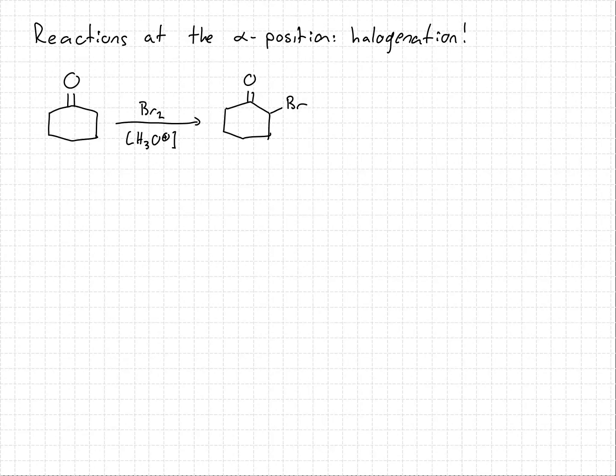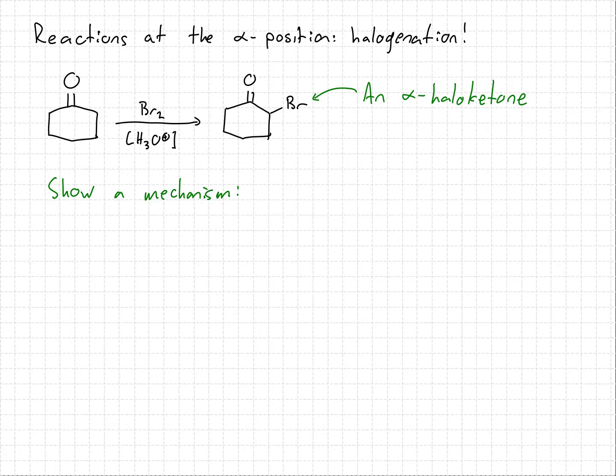Continuing our discussion of reactions at the alpha position, now let's move on to a different reaction, halogenation. If I have a ketone or an aldehyde, I can treat this with bromine in the presence of an acid catalyst to form an alpha-haloketone or alpha-haloaldehyde. These compounds are useful for other synthetic transformations, which we'll discuss a bit towards the end of the video.